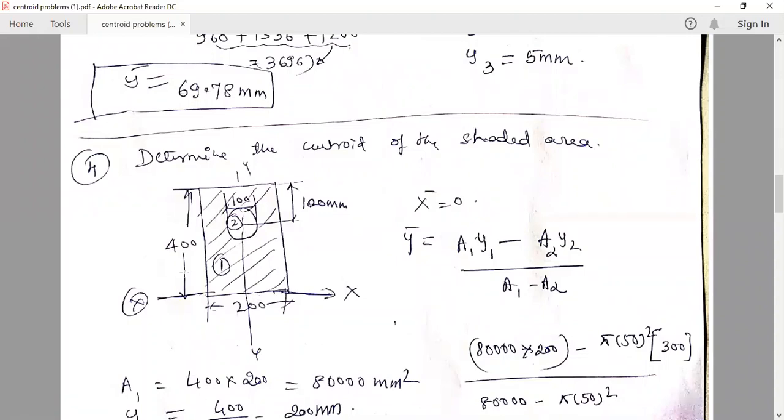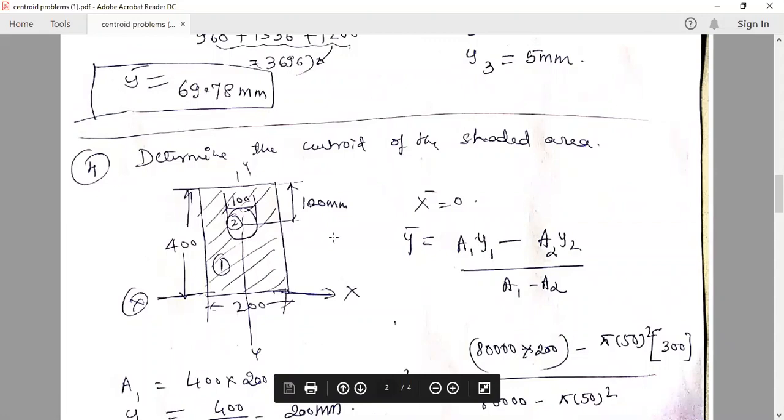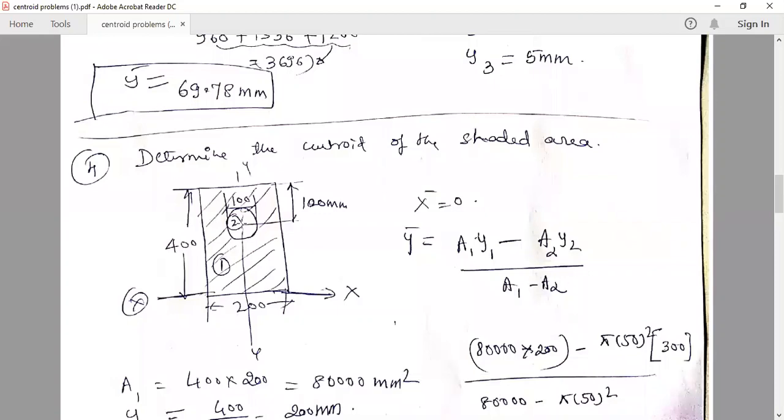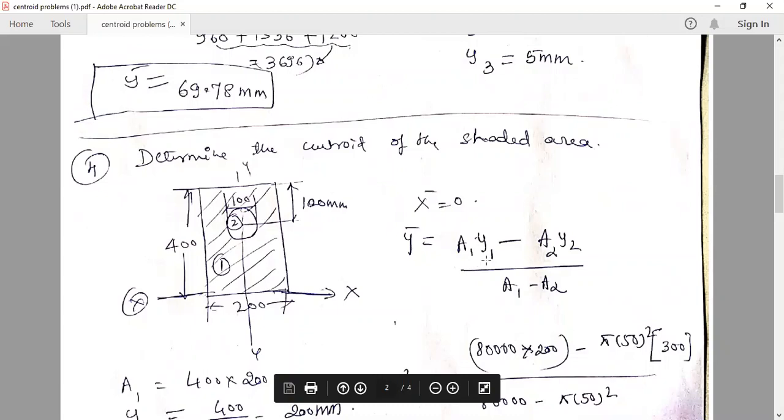So for y bar, only the shaded area is asked. How many geometrical shapes can you see? Only 2, one rectangle and one circle. From the centroid of the rectangle, you deduct the circle, because this is a void area. So y bar will become A1 y1, from A1 y1 you deduct this A2 y2, divided by A1 minus A2, because only the shaded area is asked. So A1 minus A2 gives you the total shaded area.